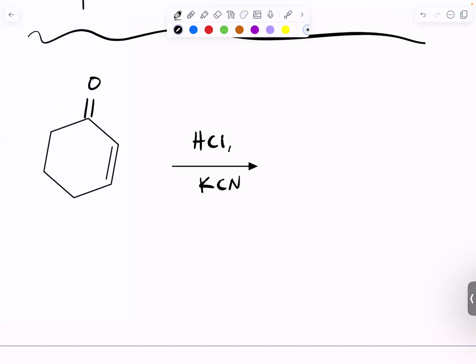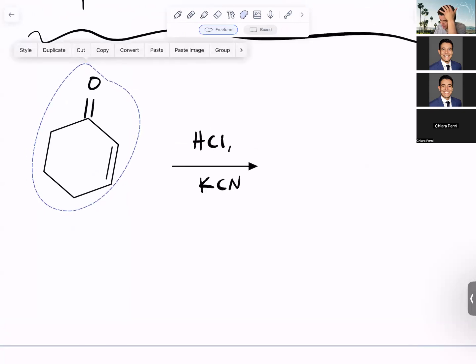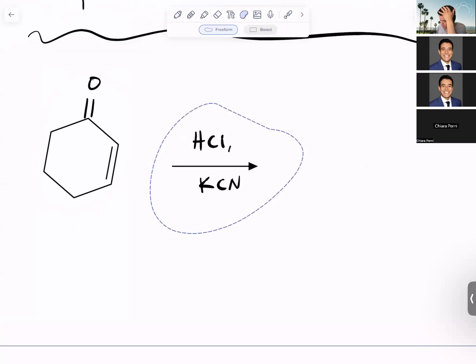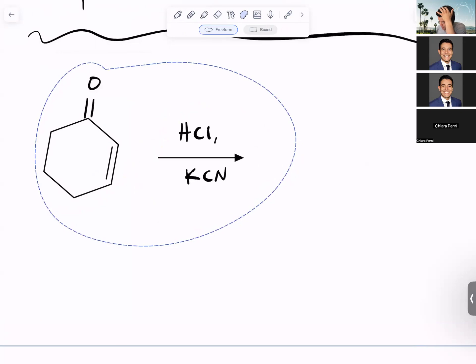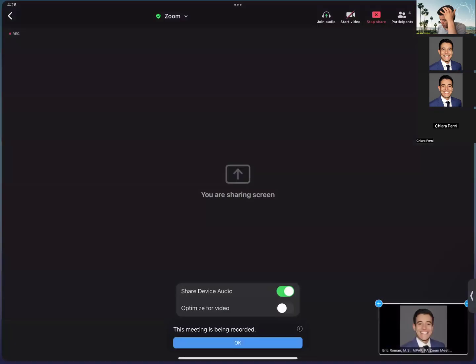I think most importantly is the first steps. Okay, so let me finish copying this down. We have a double bonded O. We have the double bond, which can form resonance. And we have HCl and KCl.